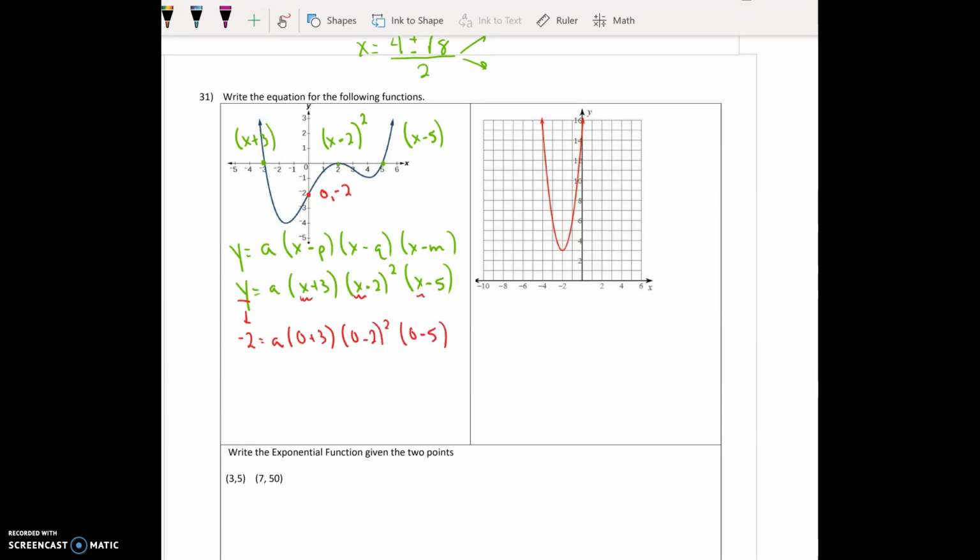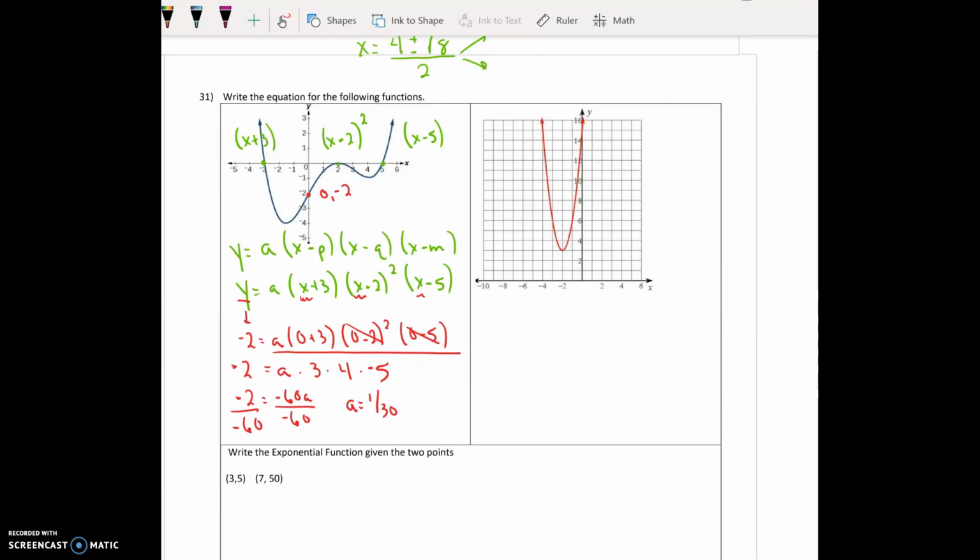And then cleaning up the right side, I'll still have the a, but 0 plus 3 is 3. 0 minus 2 here is -2, and when I square that, I get 4, and 0 minus 5 is -5. Then carry down the -2 on the other side. Still just cleaning it up. On the right side, I'm going to have -60 with a, and then to solve for a, I'll move the -60 over to the left side by dividing. And when you're done, you get a to be 1 over 30.